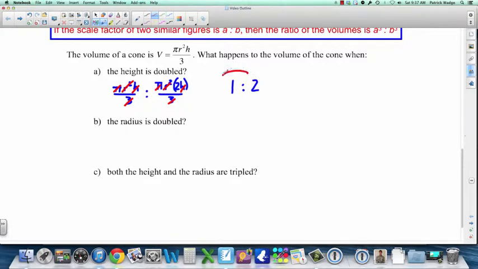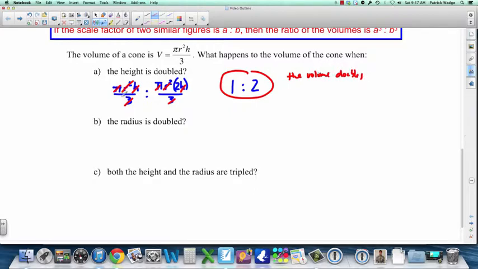So this is what happens when you double the height. Originally, if the volume was 1, then the new volume would be 2. In other words, the ratio of old volume to new volume is 1 to 2. Or another way you could think of this is the volume doubles.